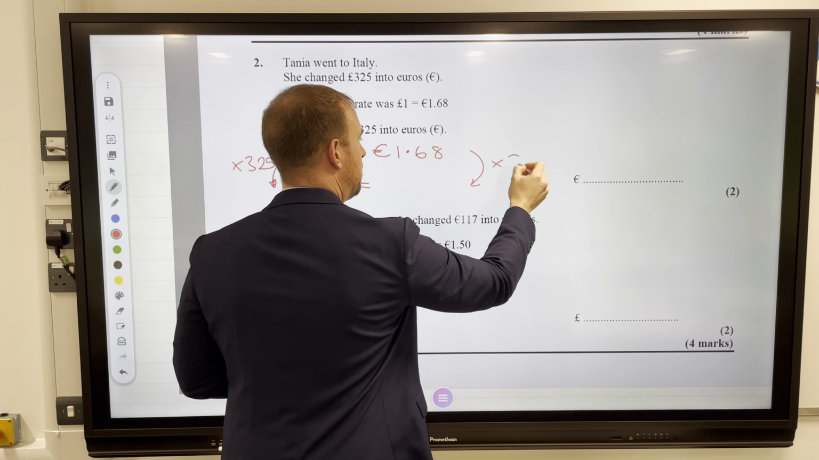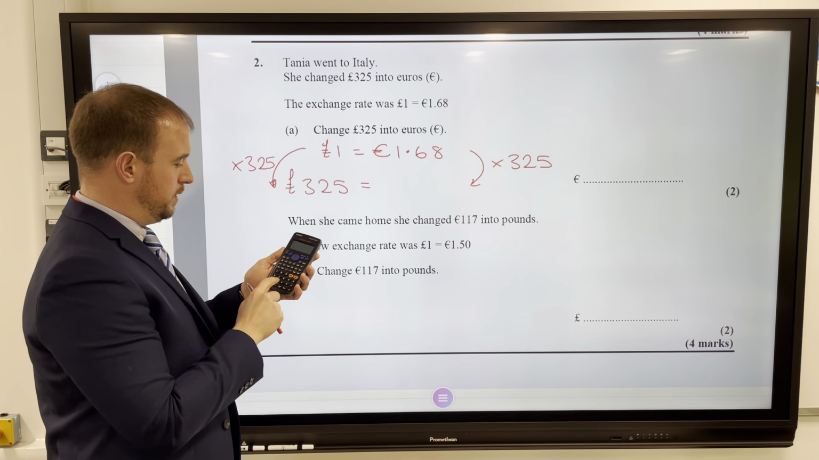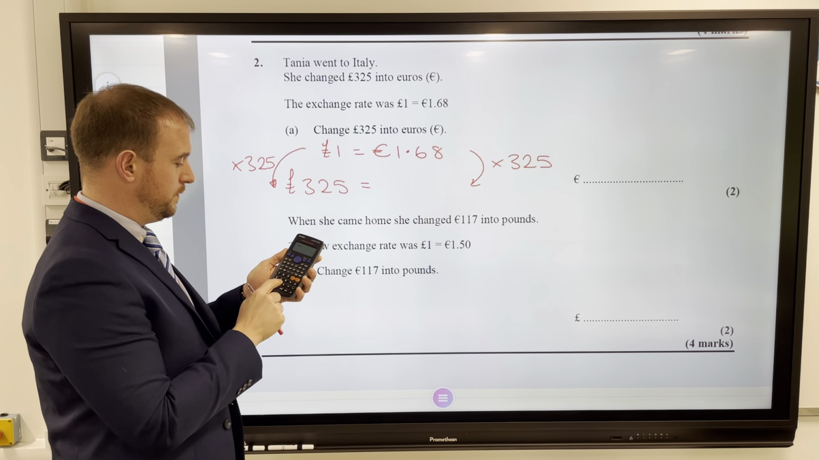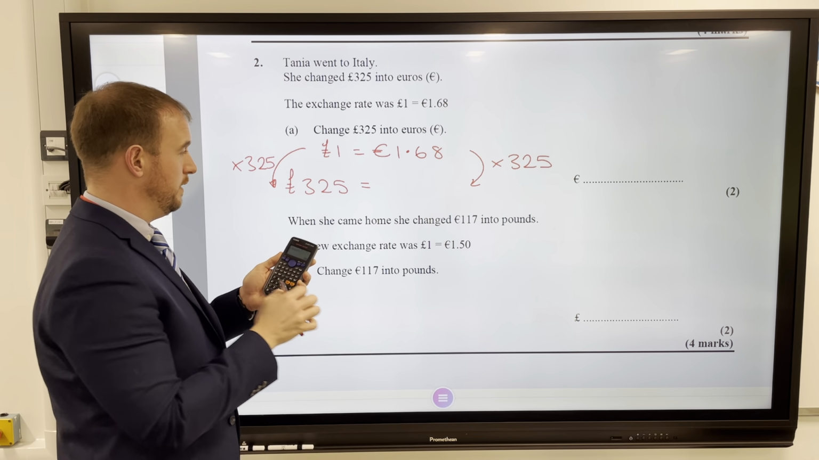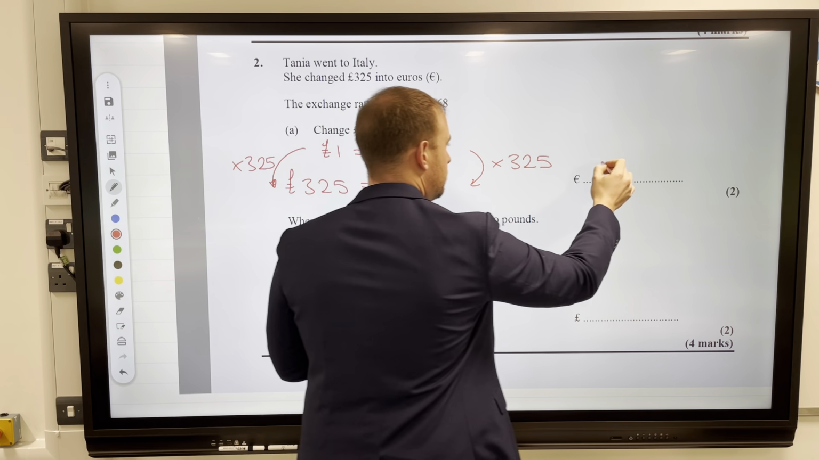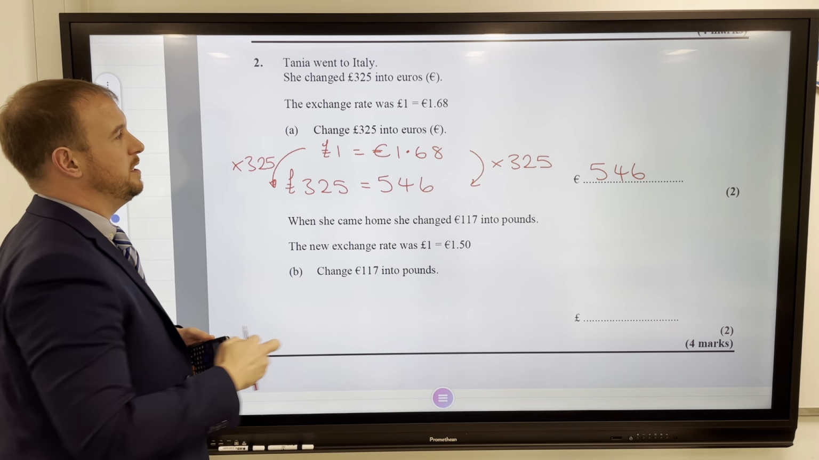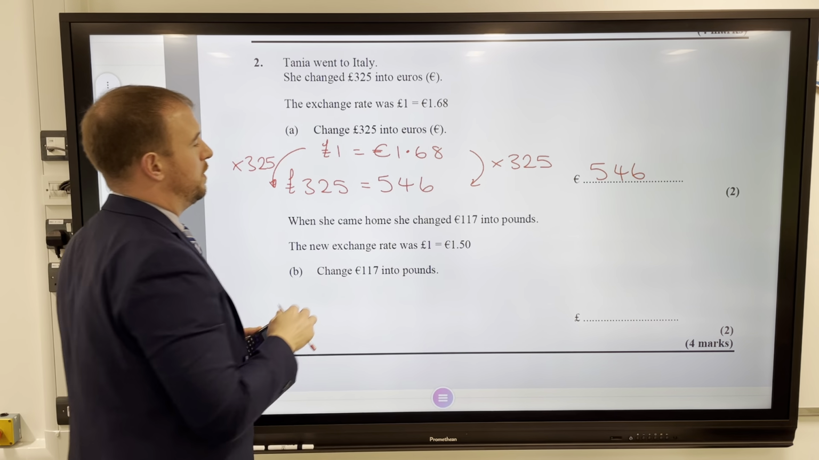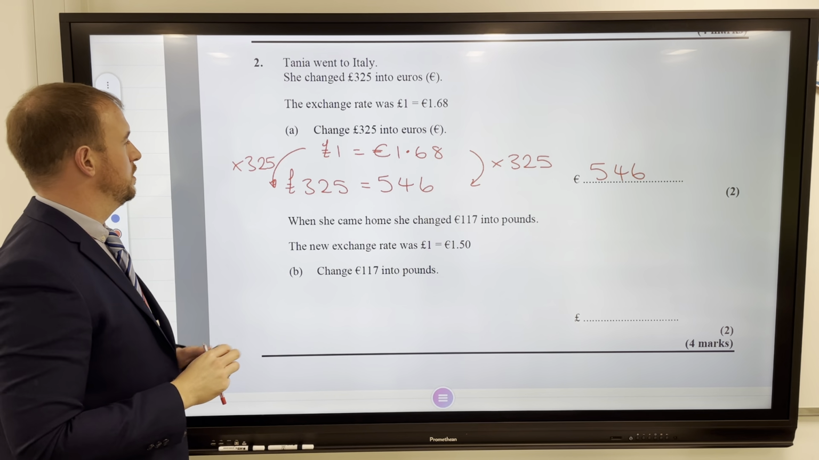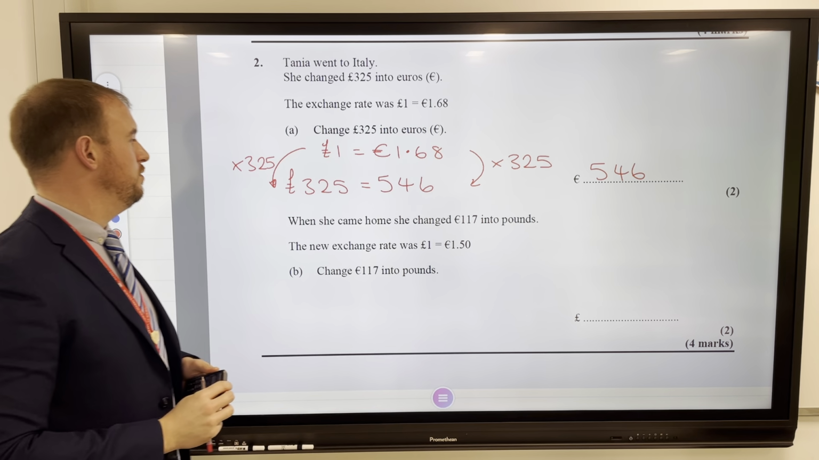So multiplying by 325: 1.68 times 325 makes 546. Does it make sense? Yes, it does, because we know there are more euros than there are pounds. So £325 would be 546 euros.